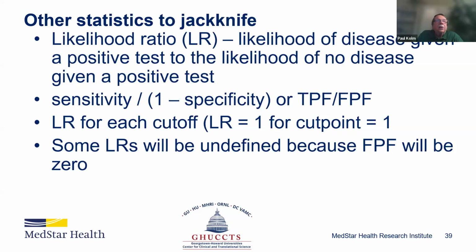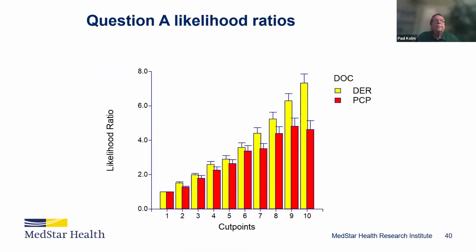And this is the likelihood ratio test, which is the likelihood of disease given a positive test to the likelihood of no disease given a positive test. And again, this is sensitivity divided by 1 minus specificity. And so we calculate a likelihood ratio for each cutoff. The likelihood ratio will be 1 for our first cut point.